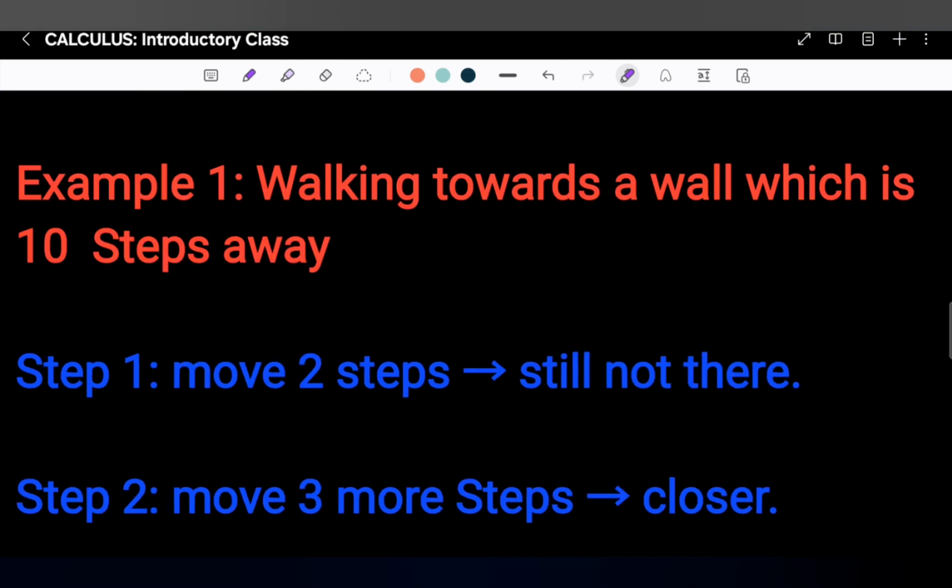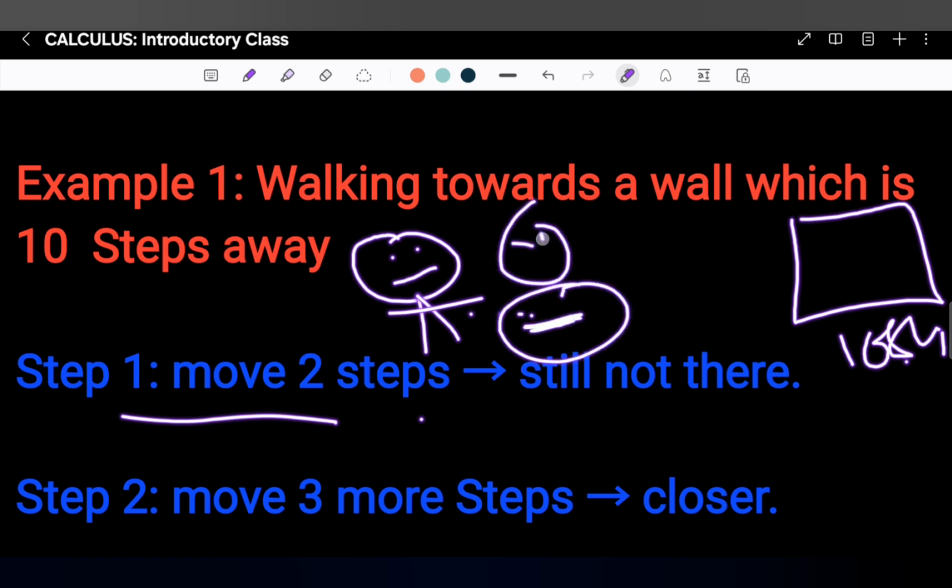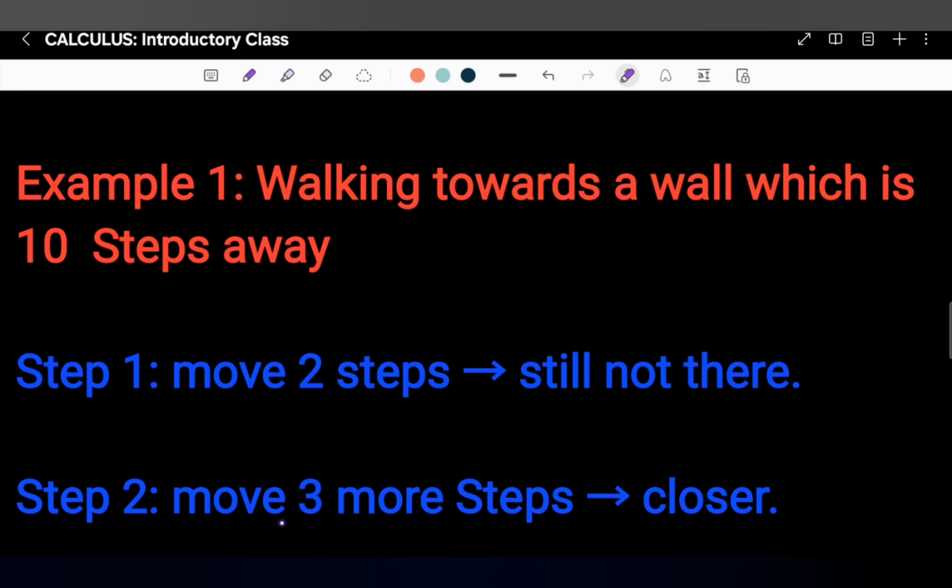Let's understand this with the help of an example. Walking towards a wall which is 10 steps away. A person starts to walk towards a wall which is 10 steps away from him. He moves 2 steps, but he did not reach the wall. He came here. After that, he moves 3 steps more. Now, already he has covered 2 steps.